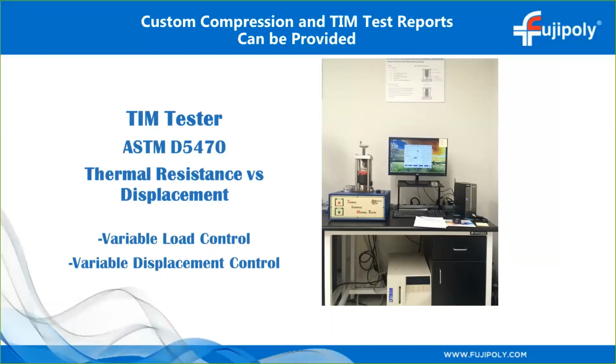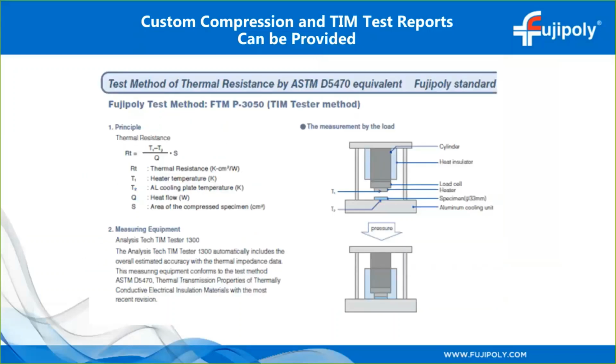Okay, so now we'll look at some of our equipment to actually test for thermal resistance of the material, right? Compression is one of the main concerns, but of course the main purpose of a thermal interface material is to efficiently conduct heat. So our TIM tester is a modified ASTM D5470. It can measure thermal resistance versus displacement. It's got a variable load control, variable displacement control. Essentially what you've got is a load cell with a heater. The specimen is then sandwiched in between the heater and an aluminum cooling unit, with the load cell providing the variable pressure. Then essentially we'll do the calculation, which is a difference in temperature divided by heat flow times the area of the compressed specimen.